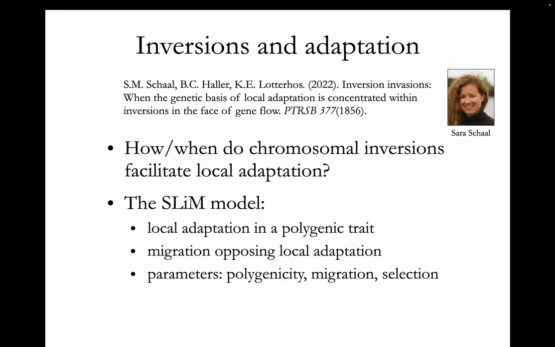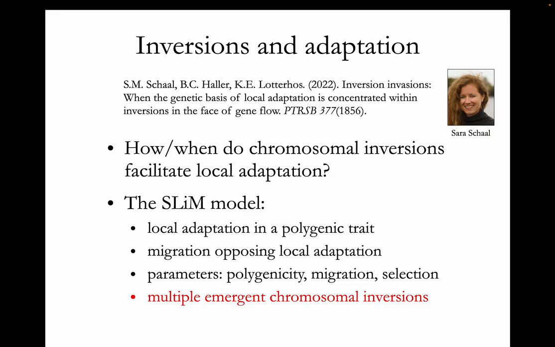The SLiM model that Sarah wrote is conceptually similar to the classic Levine model, with 2 populations selected for different optima, evolving towards being locally adapted to those optima, but with migration causing gene flow that opposes that local adaptation. In Sarah's model, adaptation is governed not by a single locus, but by a quantitative trait influenced by many alleles of small effect. The model parameters are the degree of polygenicity of that quantitative trait, the strength of migration, and the strength of selection.